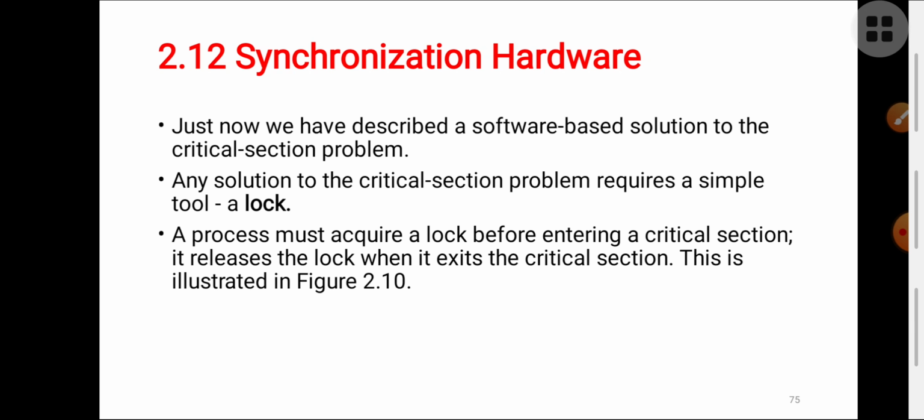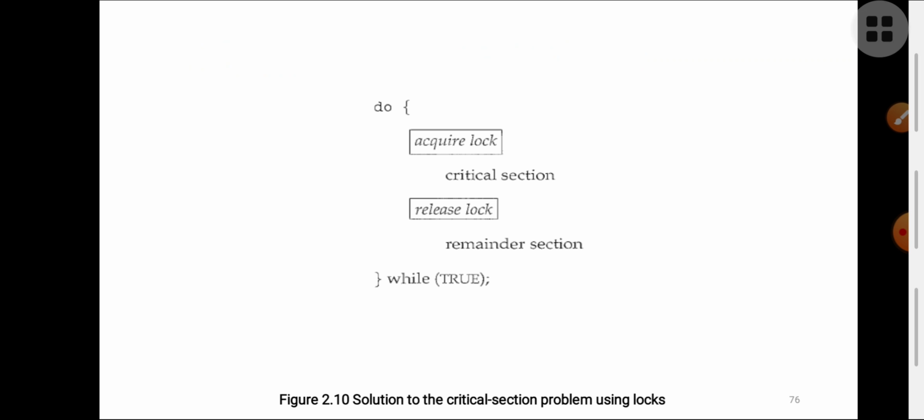This is shown in this figure. Before entering the critical section, the process should acquire that lock. After execution of the critical section, when it wants to come out of the critical section, it has to release that lock, and it continues execution of the remainder section.